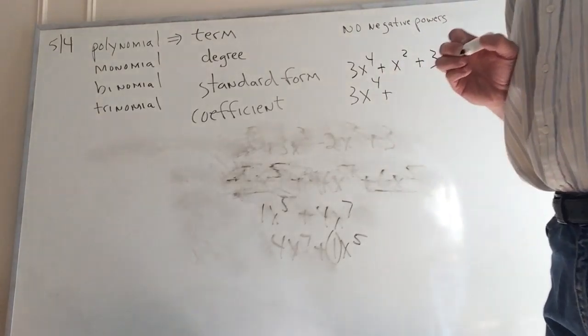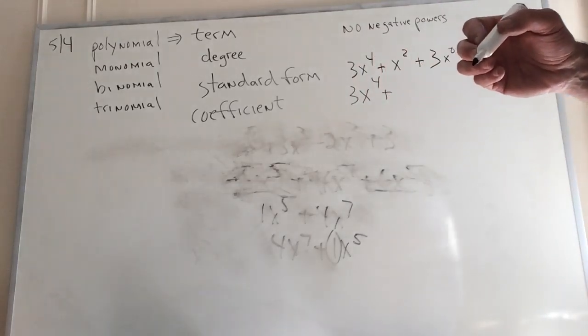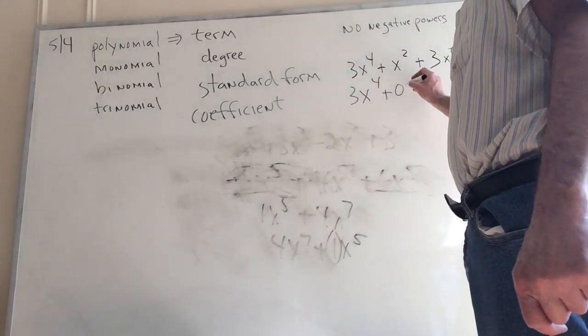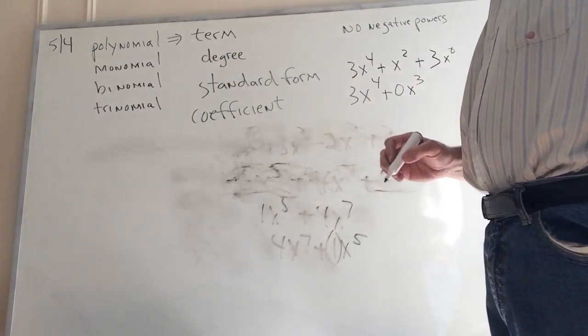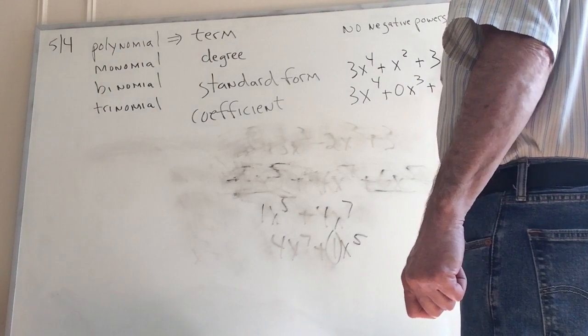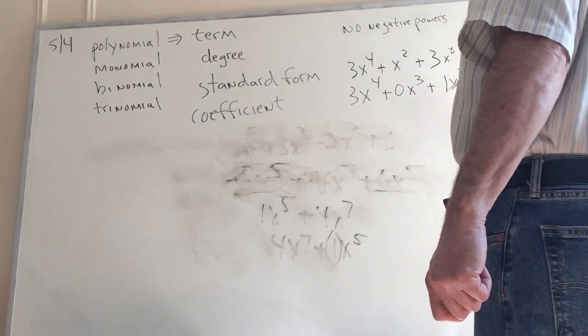And I'm going to pause a second. Does anybody want to tell me? Too bad we're not in class. It'd be a perfect question to ask the class. What goes here? Oh, that makes sense. 0 times x to the third power plus 1x squared plus 3x to the 0 power.